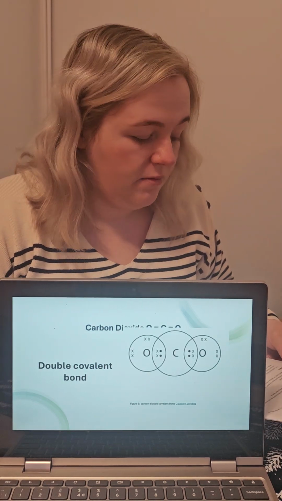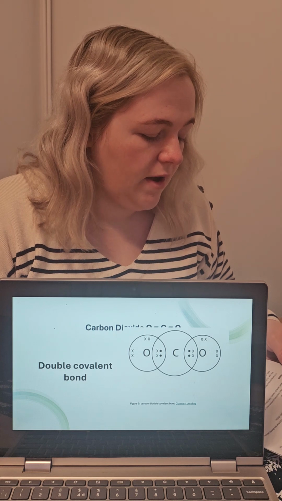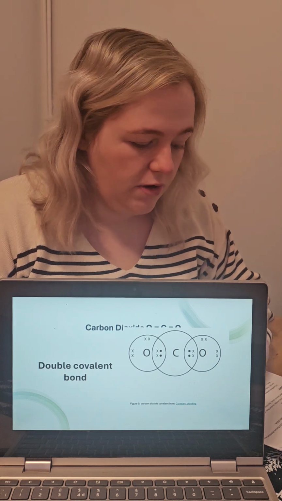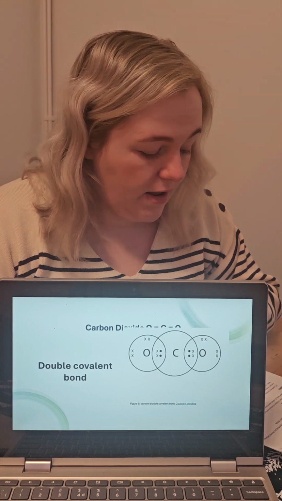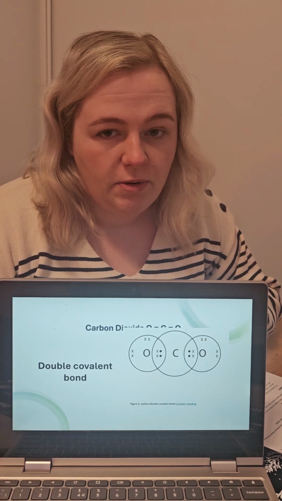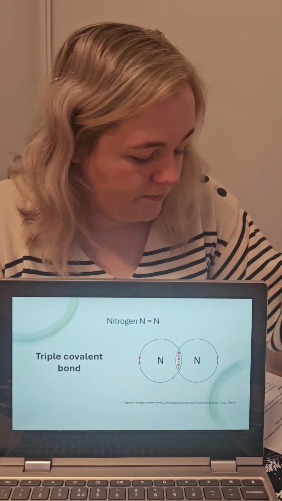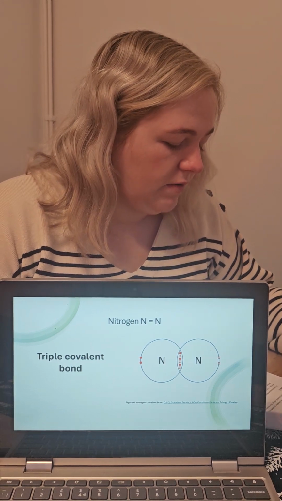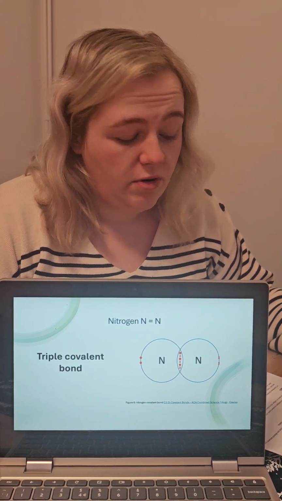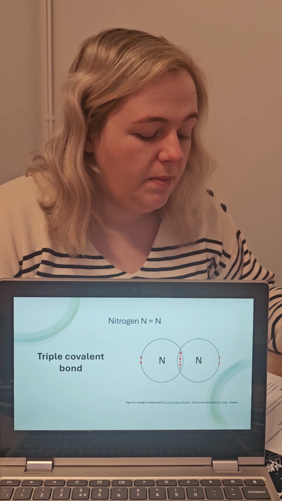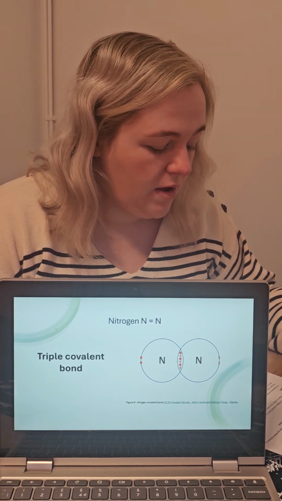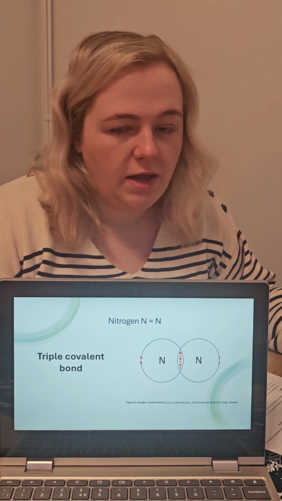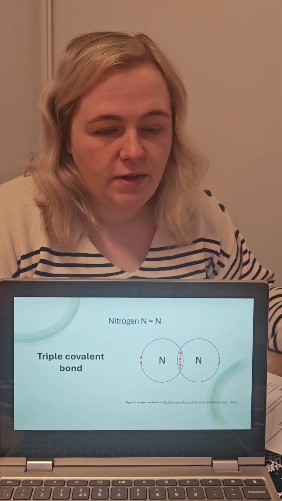So this is covalent bonding of carbon dioxide. Carbon dioxide is a double covalent bond. Both carbon and oxygen now have 8 electrons, making it stable on the outermost shell. Covalent bonding of nitrogen. Nitrogen is a triple covalent bond. It has 3 pairs of electrons that are shared between both nitrogen atoms. Both have 8 electrons, making them stable as it fills the outermost shell.